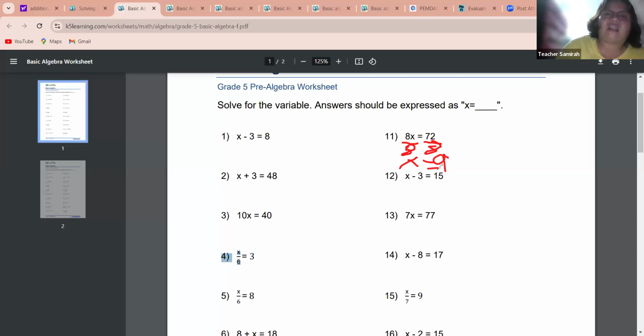Okay, next. Number 12, x minus 3 is equals to 15. X minus 3 is equals to 15. Almost the same with number 1. The answer is what? 18. So what did you do to get 18? I add 3 plus 15. Very good. Why did you add 3 to 15? Because 3 plus 15 is 18.